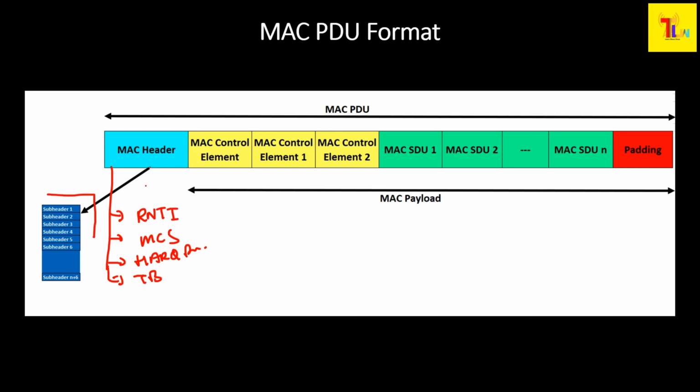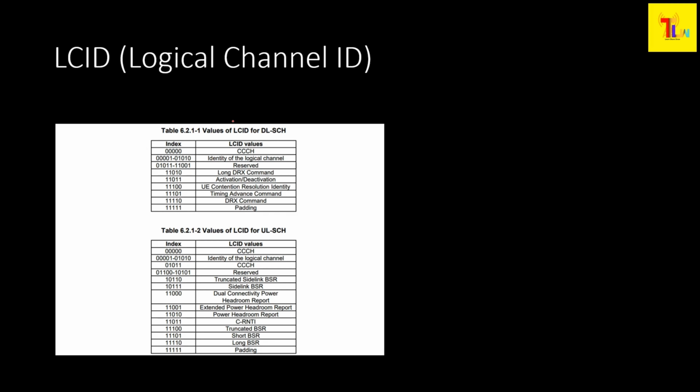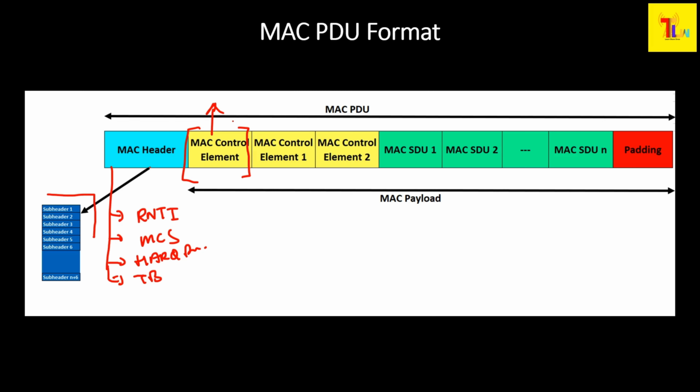I have mentioned this before. The MAC control element is basically used to carry the control information that needs to be sent with the data transmission. That is a separate topic, we will go through it. There is a proper mapping, and I have one table with the LCID where we will be able to see the significance of the MAC control element. Basically it's control signaling. Let's focus on the MAC header and MAC subheaders.